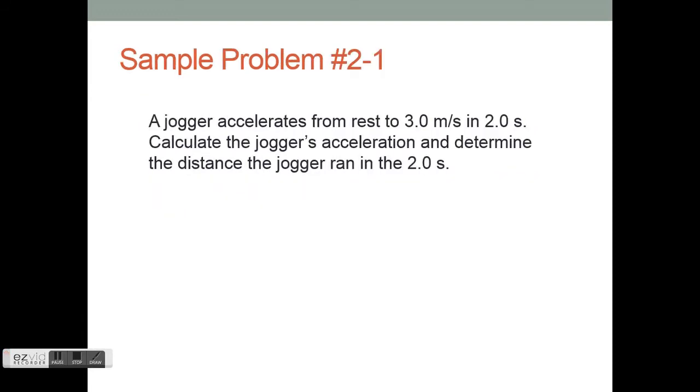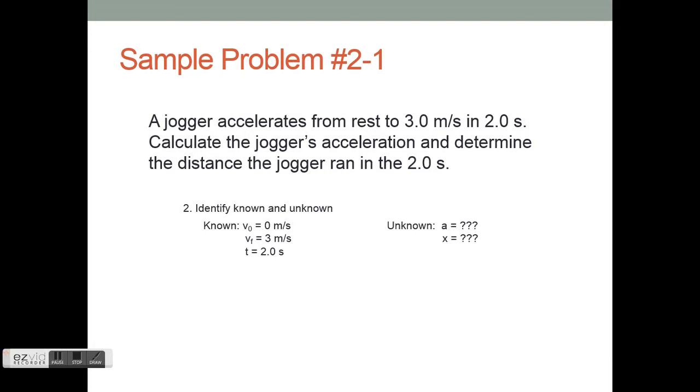So here I have sample problem 2-1, and we're going to take a jogger who is going to accelerate from rest to 3 meters per second in 2 seconds. I want to determine the jogger's acceleration and the distance the jogger traveled during this 2-second period. There, I've read the problem. Next, identify known and unknown quantities.